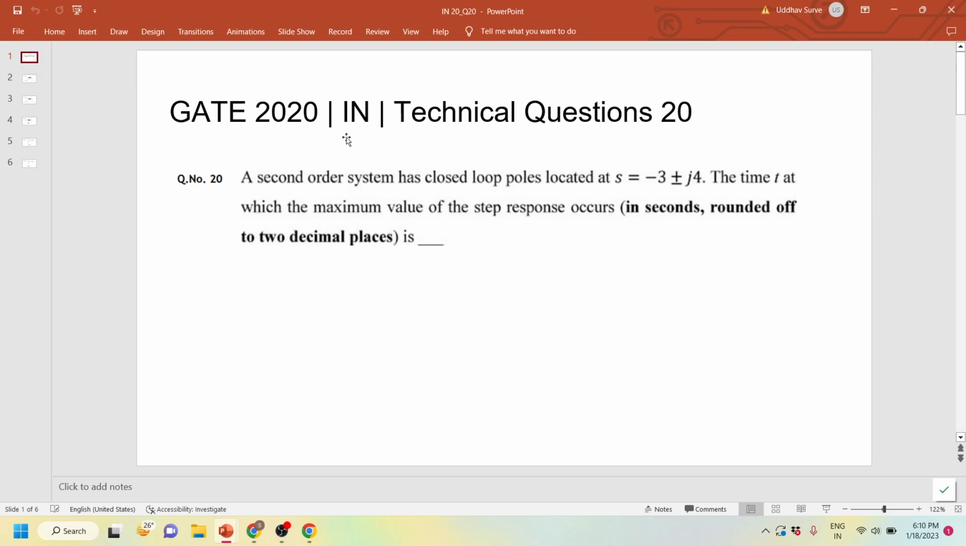Yeah, fine. So again, next question, GATE 2020 instrumentation. It is from control systems. Technical question number 20. A second order system has closed loop poles located at s equal to minus 3 plus j4, basically complex conjugate roots. The time t at which the maximum value of step response occurs.